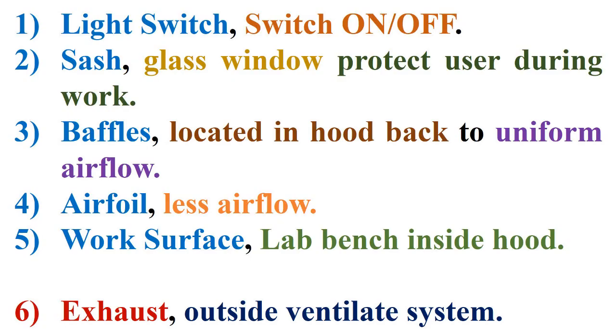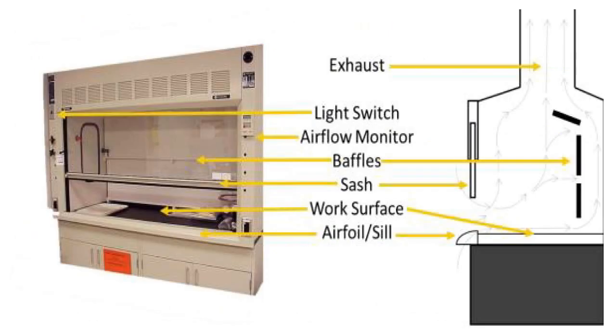In the same line, chemical fume hoods consist of 6 main parts. The first part is the light switch, which is used to switch the hood on and off, while the second part is the sash, which is a glass window that protects the user during work, and the third part is the baffles, located at the hood back, to make the airflow uniform. In addition, the fourth part is the airfoil, used to reduce airflow, whereas the fifth part is the work surface, which is the lab bench inside the hood, and finally, the sixth part is the exhaust, used as the outside ventilation system, as mentioned in the next slide.